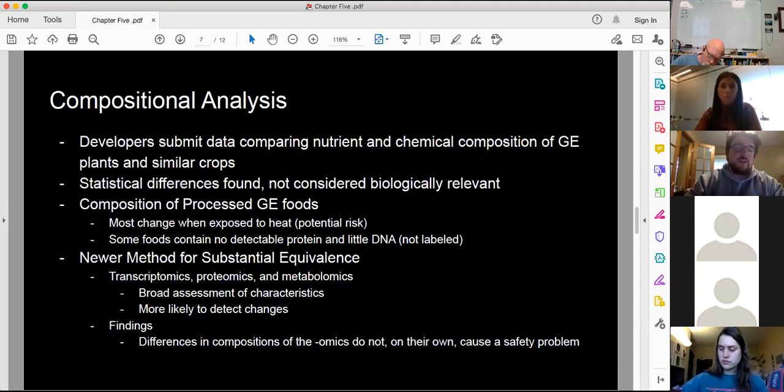And so they started doing this new thing for substantial equivalence, finding out how accurate they can get with transcriptomics, proteomics, and metabolomics. Those are basically just the enzymes that are in cells: transcriptomes, proteins, and metabolomes.